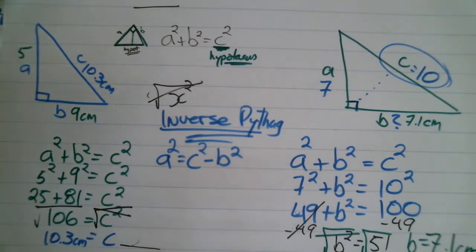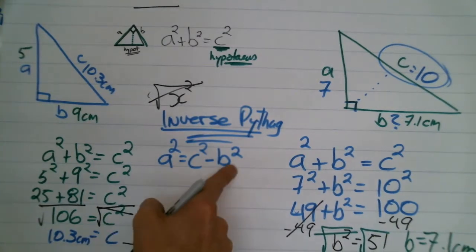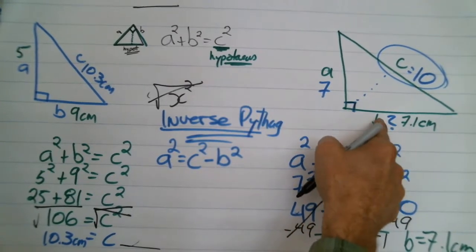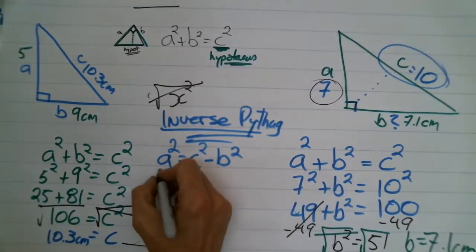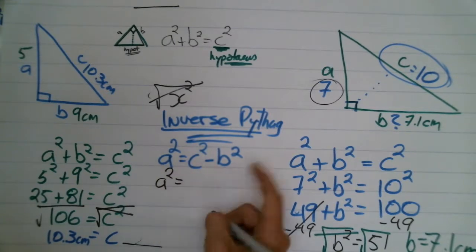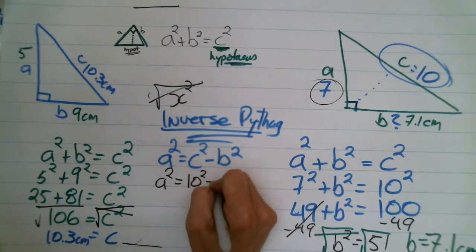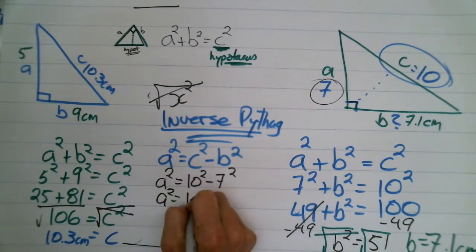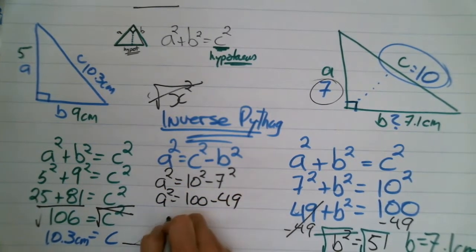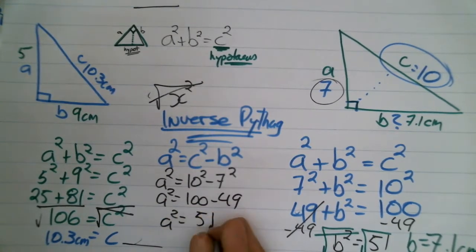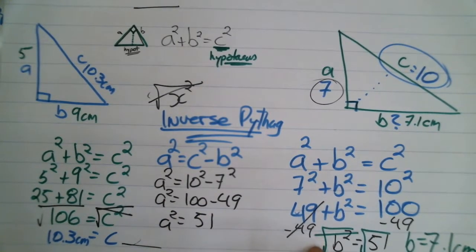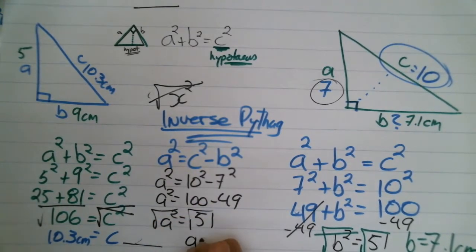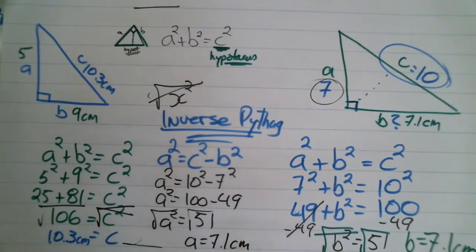Let's prove that this is going to work. See if we get the same answer. So now I'm going to use 7 as my b. So I know one of my legs is 7. A squared I don't know. C squared is 10 squared minus 7 squared. This gives me a squared equals 100 minus 49. A squared equals 51, just like we got over here. Now I square root both sides. A is going to equal 7.1 centimeters.